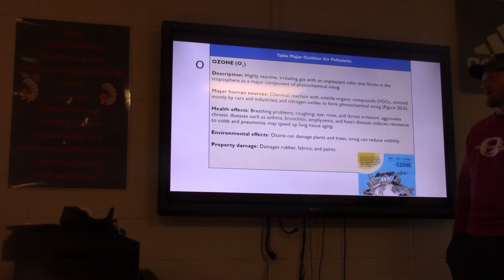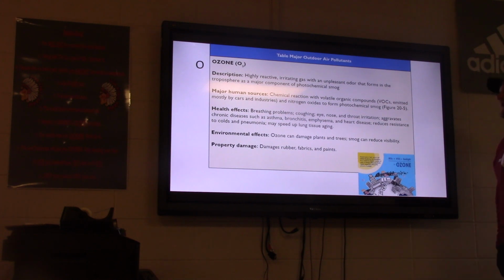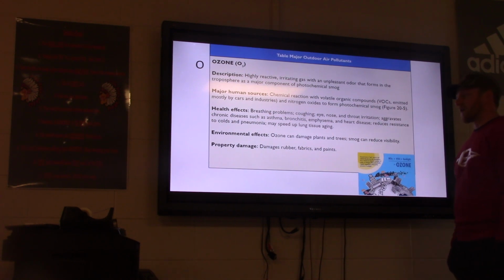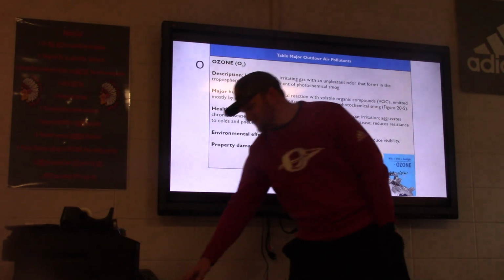It can aggravate chronic diseases such as asthma, bronchitis, heart disease. So it can do a lot of things. Some of the effects, environmental impacts, ozone can damage our plants and our trees. It can reduce our visibility, and it can damage rubber, fabrics, or paints.